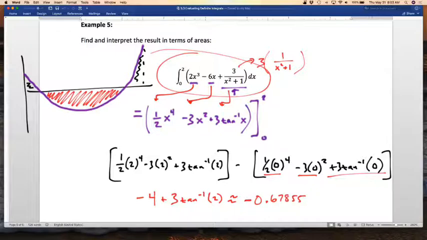Okay, this is our positive area here, and this is our negative area here. And so we see that since we come up with a total of a negative, we must have more below the x-axis than above. Any questions yet?